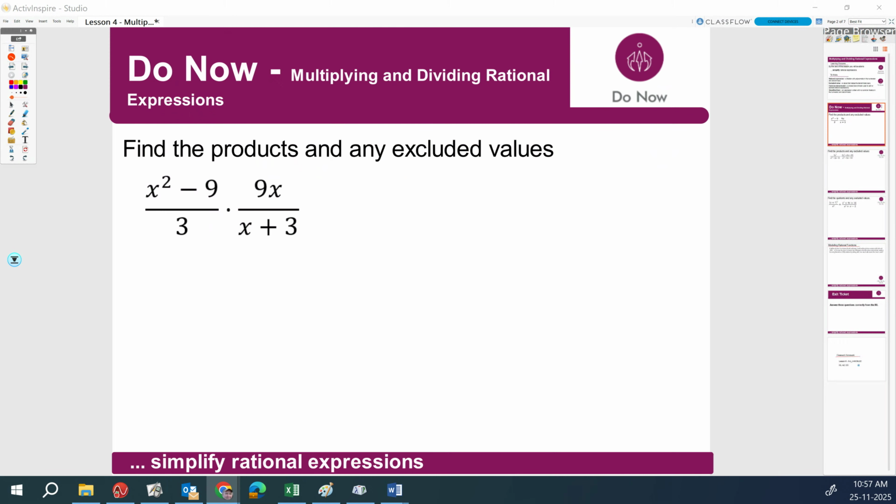Okay, let's have a look at what we should do. So firstly, we need to identify any excluded values. Our excluded values are going to be in the form x equals. So it's anything that's going to make the denominator equal to 0. So we can see if we put x equal to minus 3, we would make it divide by 0, and that is an excluded value.